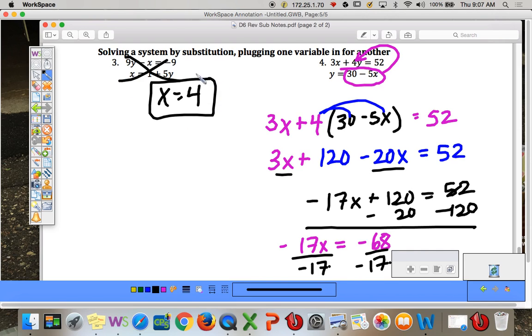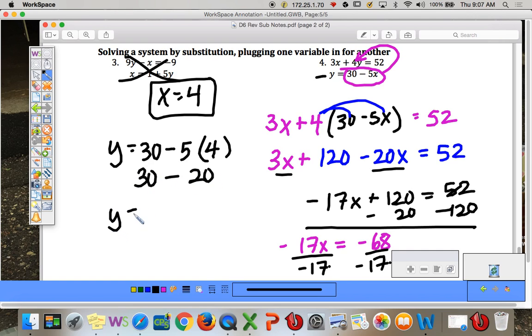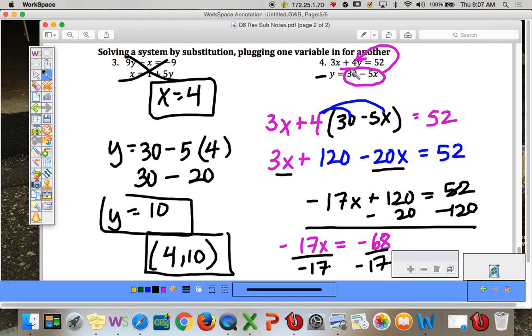So these two lines, they do cross at x equals 4, but we need the y value, so plug into y right here. Y equals 30 minus 5x, but x is 4. So we get 30 minus 20. So we have y equals 10. So these two lines, they do cross at (4, 10). And again, you can plug back into the original equation. 3 times 4 plus 4 times 10, does it equal 52? And it does. So you can check your answer.